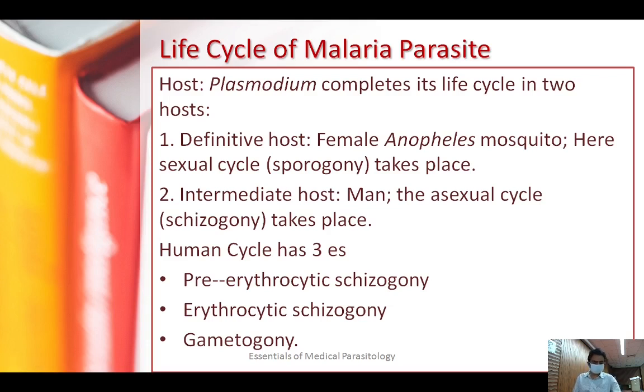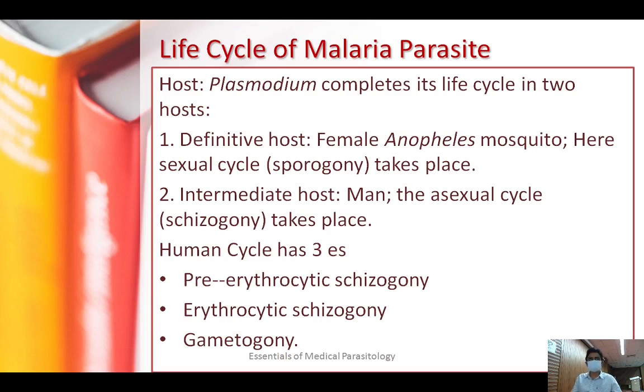The life cycle of the malarial parasite has two stages. In parasitology, you'll always come across the terms definitive host and intermediate host. Definitive hosts are the hosts where the sexual cycle of the parasite occurs. In malaria, the sexual cycle of the parasite occurs in the mosquitoes. They are the vectors, the ones who actually harbor and propagate the infection, because the sexual cycle takes place in them. The asexual cycle will not take place in the mosquito.